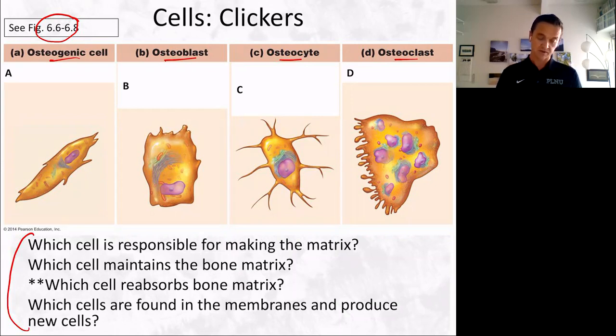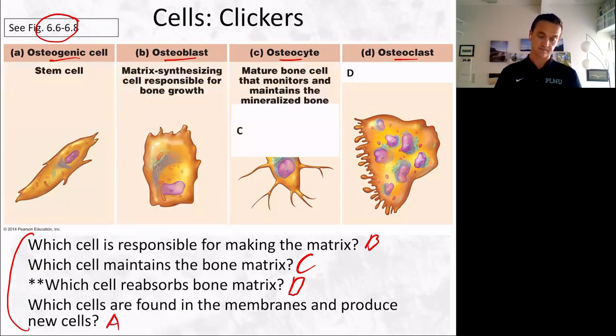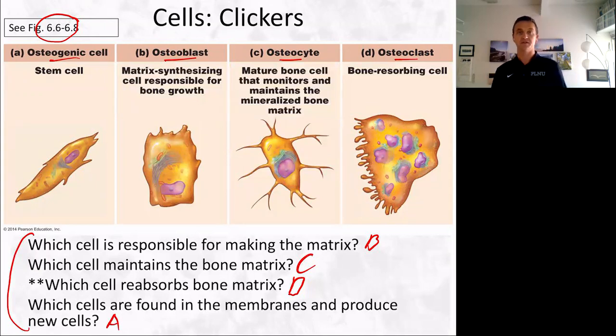Okay, so number 1, which cell is responsible for making the matrix? The one responsible for making the matrix is the blast. Just like fibroblasts make the matrix in connective tissue, osteoblasts do that. Which cell maintains the bone matrix? These are the cells that are just there, the osteocytes. Which cell reabsorbs or actually breaks down the matrix? These are the osteoclasts. And then which cells are found in the membranes and produce new cells? These are the osteogenic cells. You can get those definitions there. Those are the 4 cell types that you need to know.